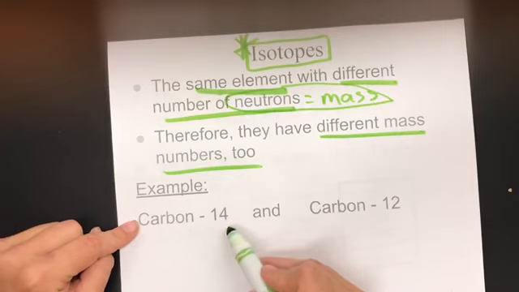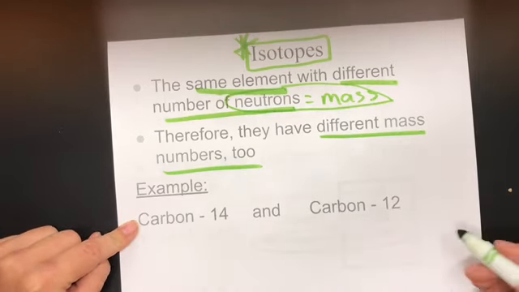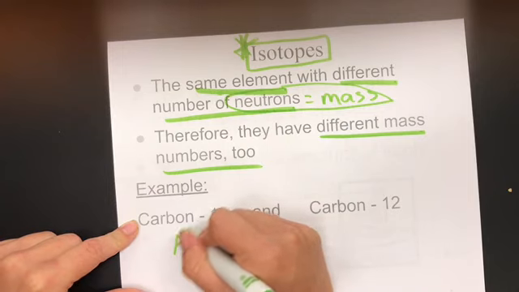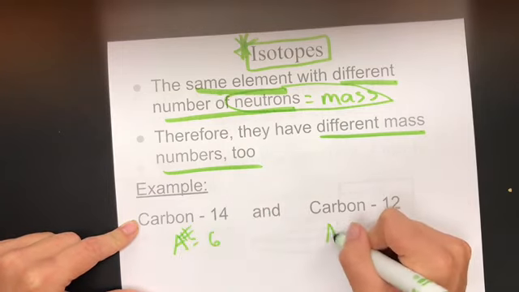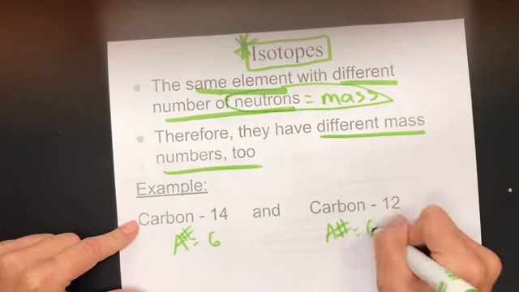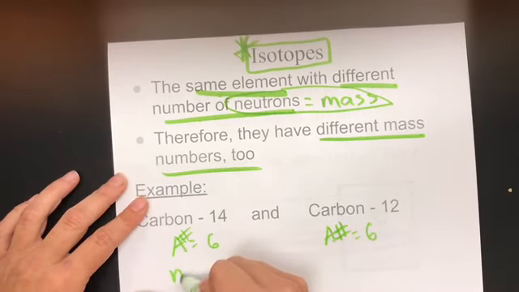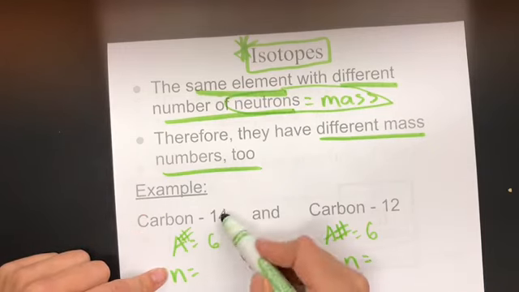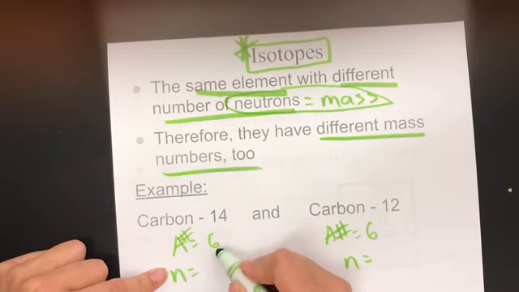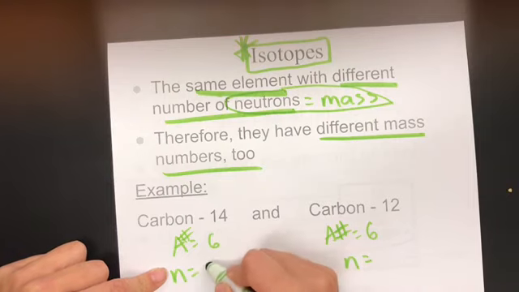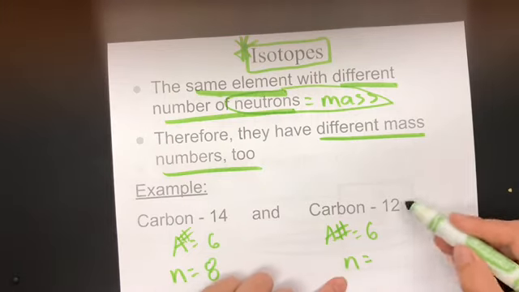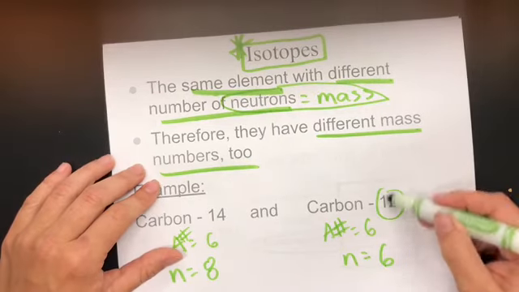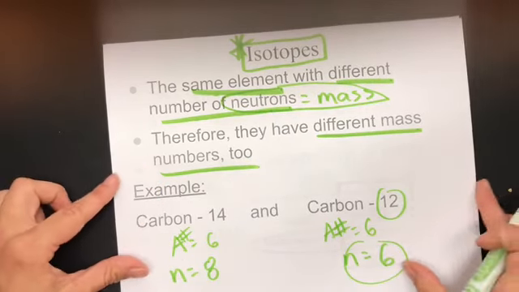Okay, example, carbon-14 and carbon-12. They are both carbon. They both have the atomic number of 6. Okay, if you look at the periodic table, they both have atomic number 6. The only thing different is that lovely neutron. Okay, so if we look at neutrons, to get neutrons, you're going to do mass minus atomic. So 14 minus 6 gives you 8. Here, 12 minus 6 gives you 6. So the mass number and the neutrons are different.